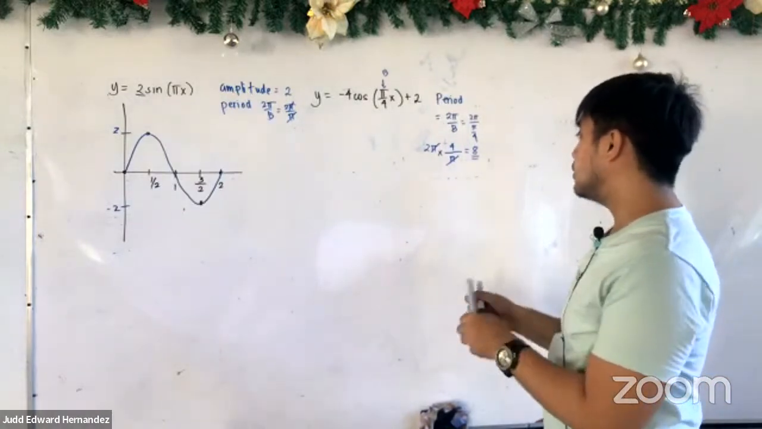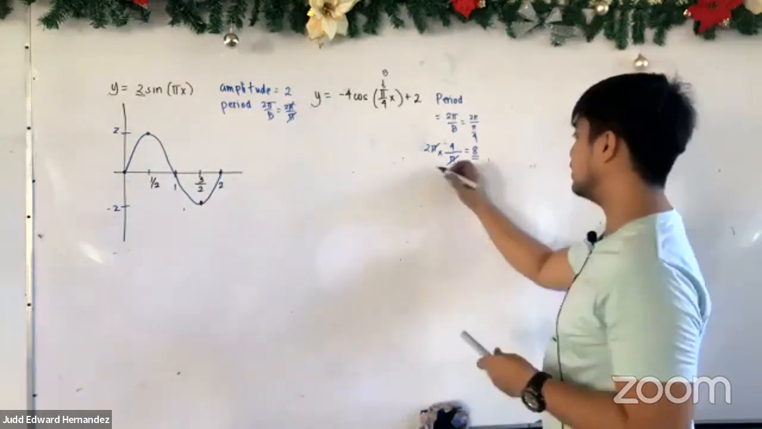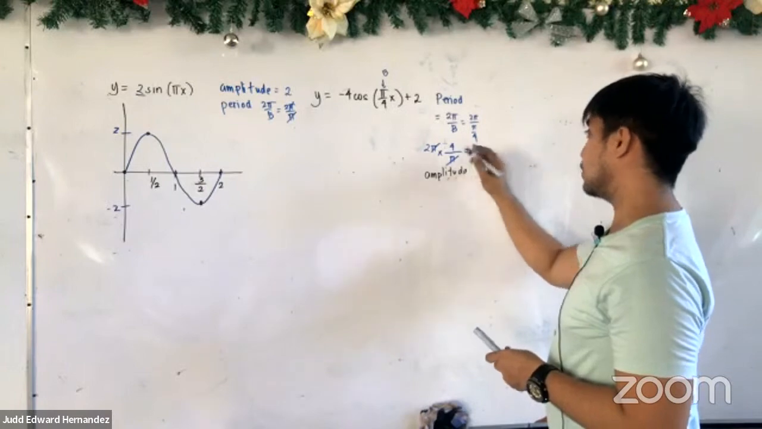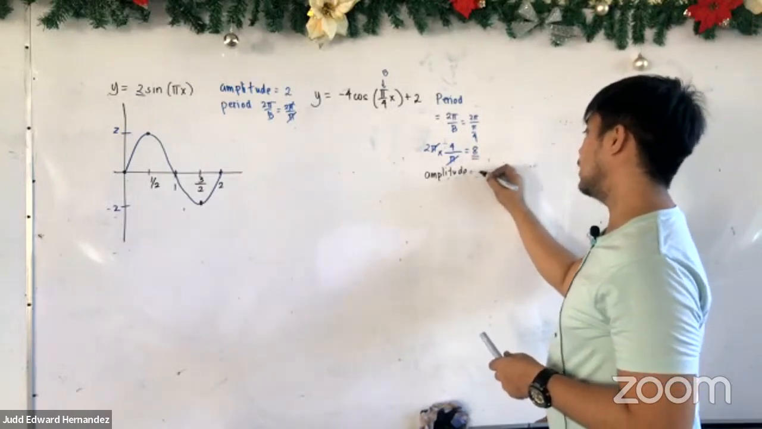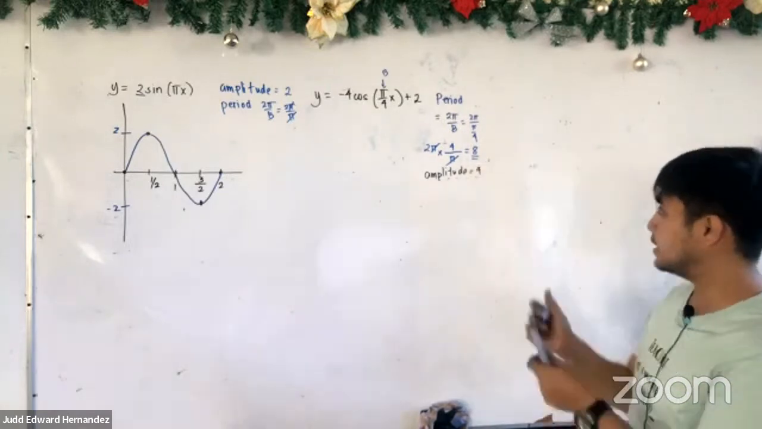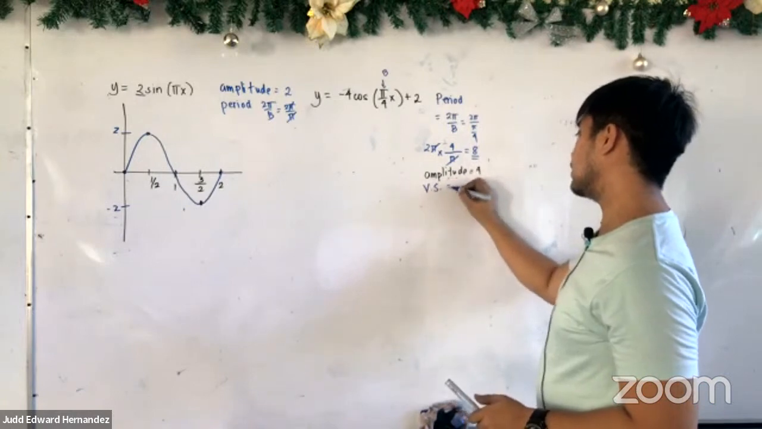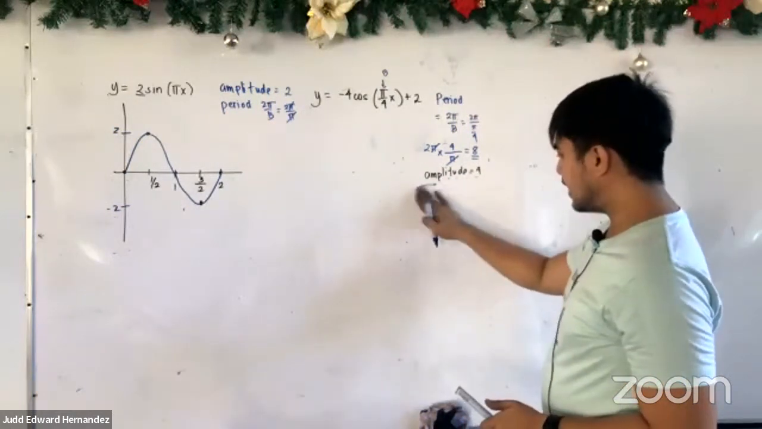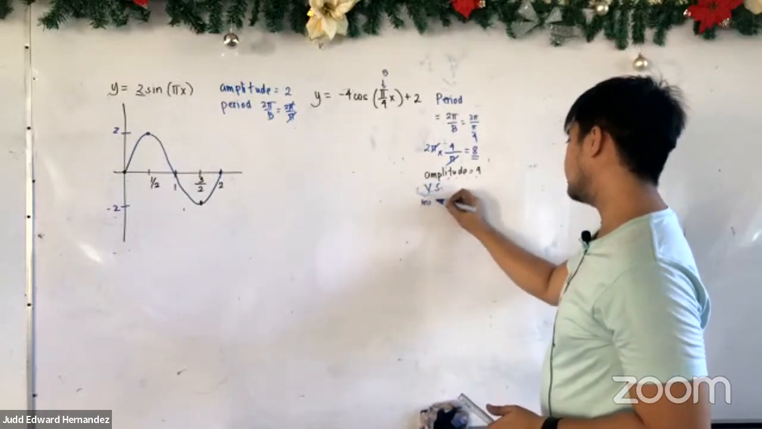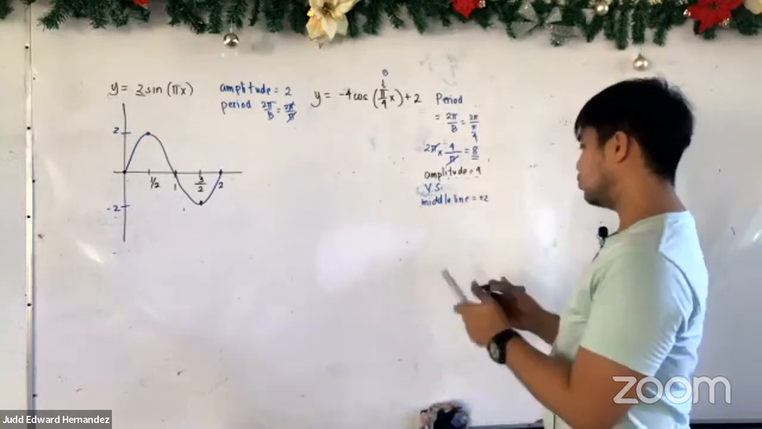Okay, next, we have the vertical shift. Unahin ba natin yung vertical shift? Amplitude muna. Sige, sulat natin amplitude. So for amplitude, ano yung amplitude natin? 4 po. Okay, so that is our amplitude. For vertical shift, therefore that is, lagyan na natin middle line. Pag sa vertical, lagyan natin this. Tapos lagyan natin middle line. Our middle line will be positive 2.